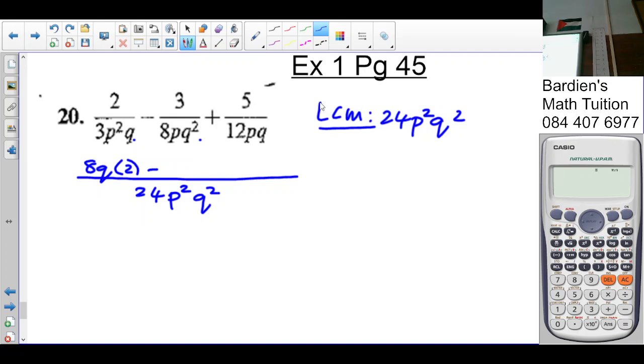Right, yes? 3p, yes. There's 3p into 3 plus 12pq times what is 24pq? 2p. So from here it's just a multiplication.